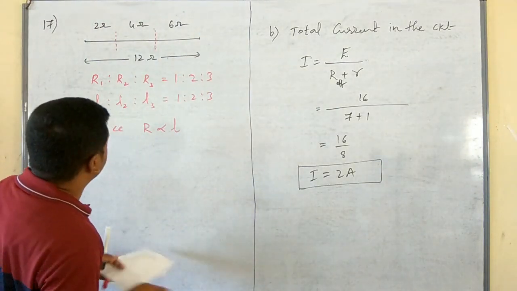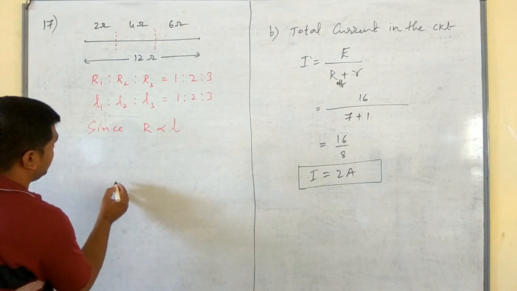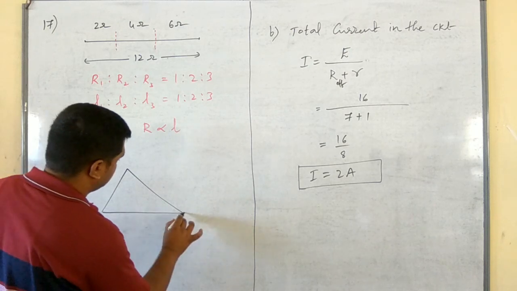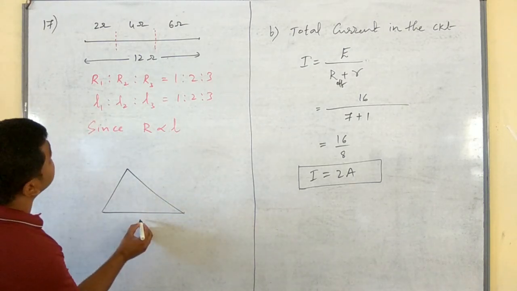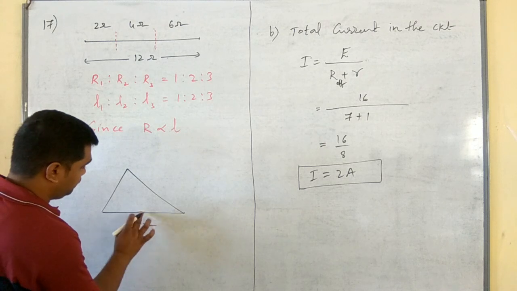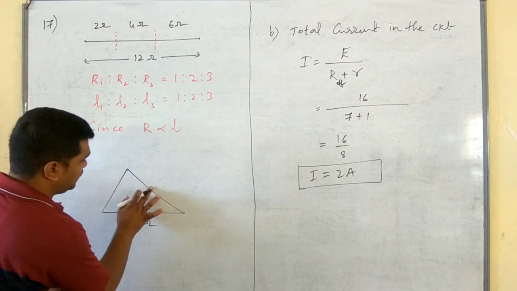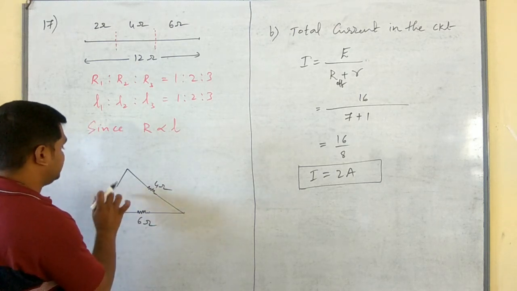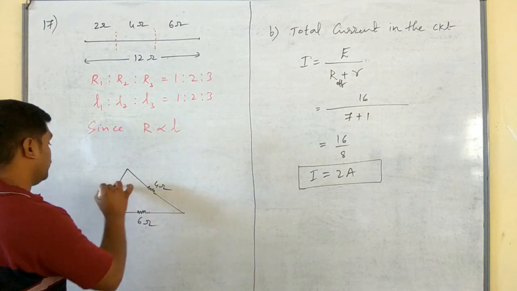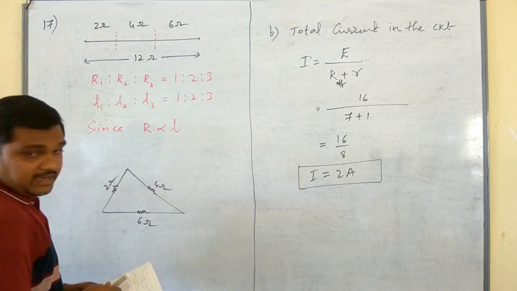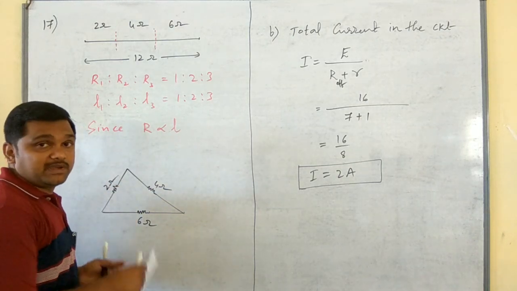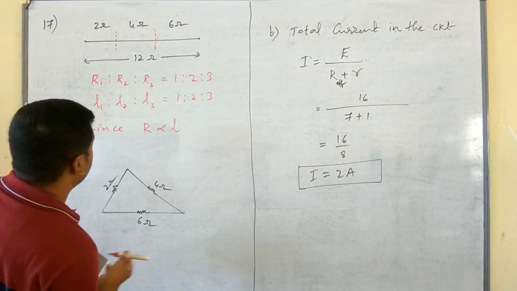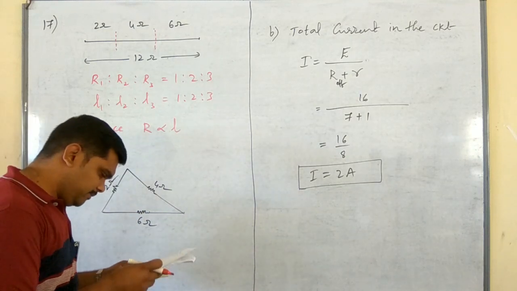Okay. Next, they must be connected in the form of a triangle. Say for example, this is 6 ohm, this is 4 ohm, and this is 2 ohm. Okay, no need to apply the Pythagoras theorem and all, since it is current. Next, so what do we want to find out?